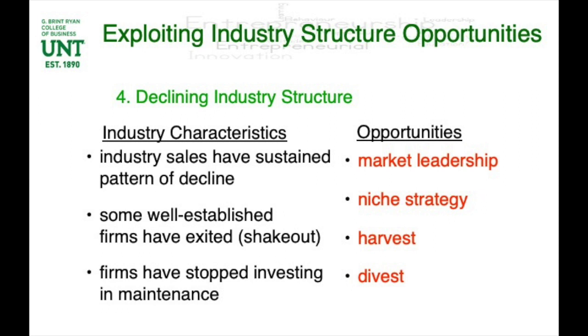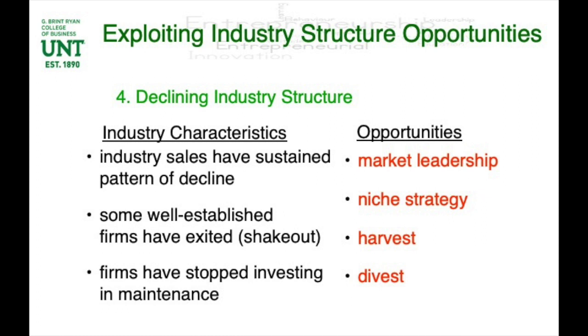The last one is where not only is there no growth, you're actually seeing sales decline. This is a declining industry structure. In this one, a lot of the established companies have exited. Companies aren't really investing in maintenance anymore, so this is where the landline telephone companies would be. The only reason they maintain the telephone wires is because the government says they have to, but they don't want to invest in maintenance of those wires anymore.